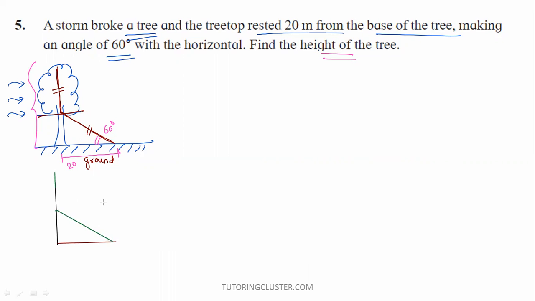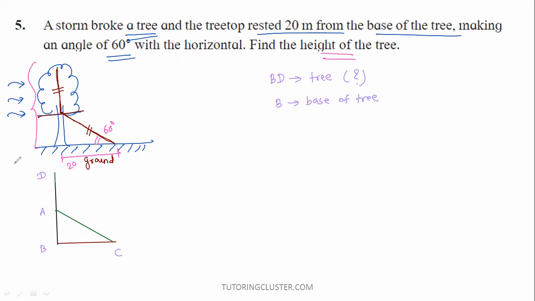Okay. Now, let me give the naming. Let's say this is angle A. This is A, B, C, and let's say this is D. So BD represents your complete tree. The height we have to find out. Now, point B is the base of the tree.